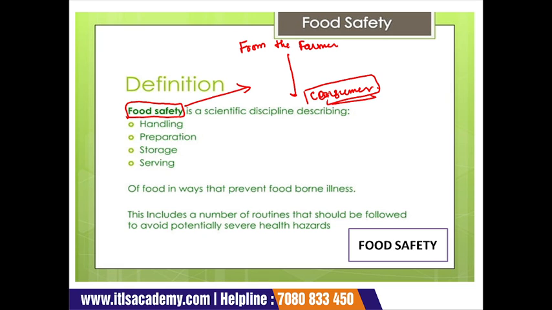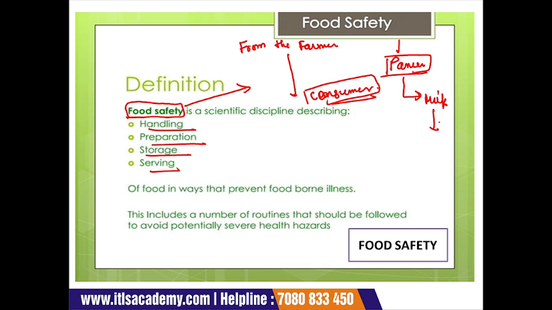This is the simple definition of food safety. Food safety is described in the process like your handling, preparation, storage, serving. Okay. Now what does this word mean? Suppose we have to prepare a food like paneer. Now paneer is made up of, obviously, milk.